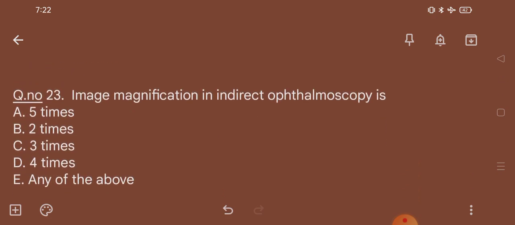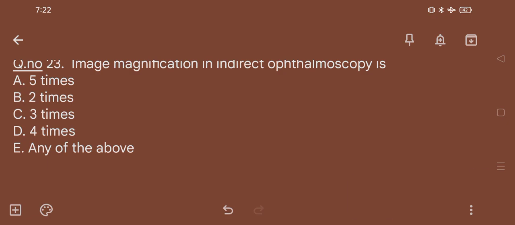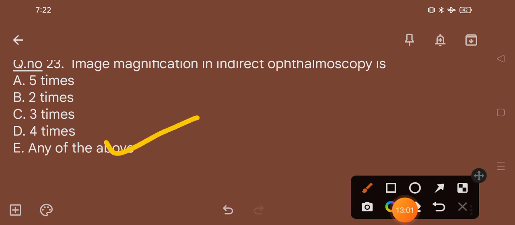Question number 23: image magnification in indirect ophthalmoscopy is 5 times, 2 times, 3 times, 4 times, or any of the above. The correct answer is option E, that is any of the above.